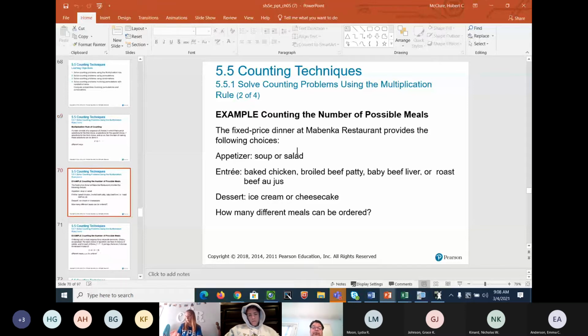The following is a appetizer, super salad. That's 2. Baked chicken, broiled beef patty, baby beef liver. Now, there's 3 things in the world that I've never had a taste for.